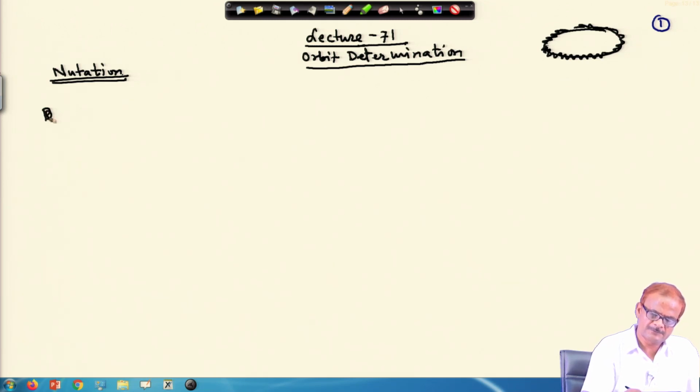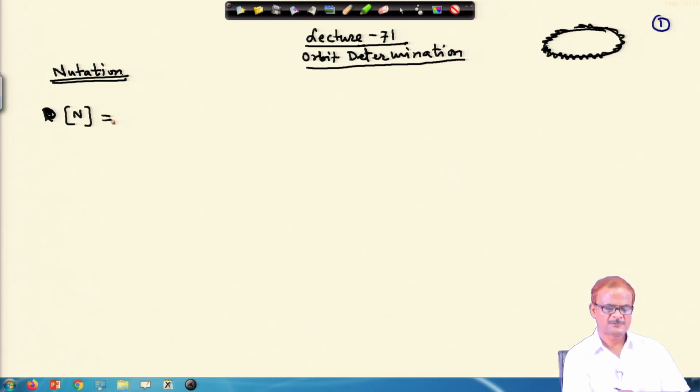or nutation, which we have written as n. So I will indicate it by n. It is the rotation matrix.